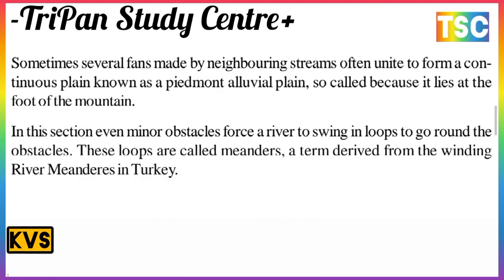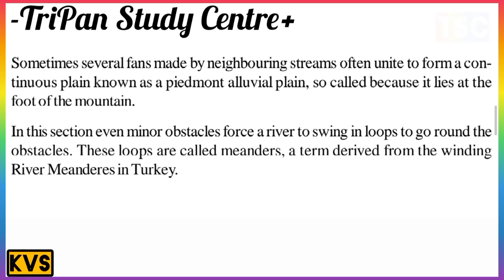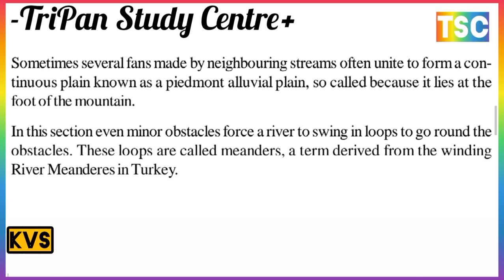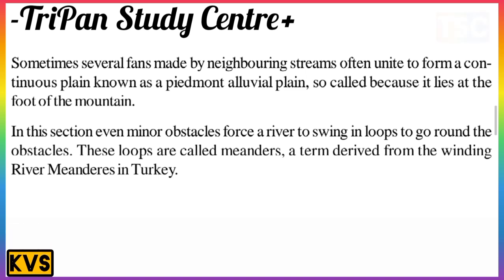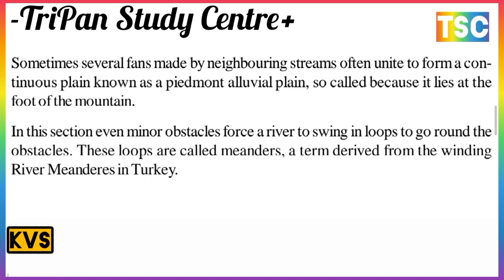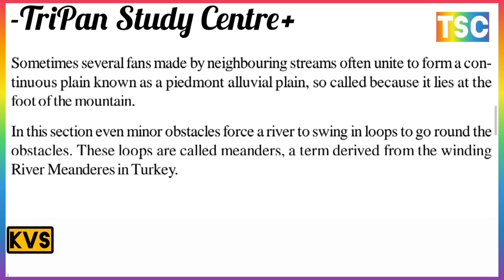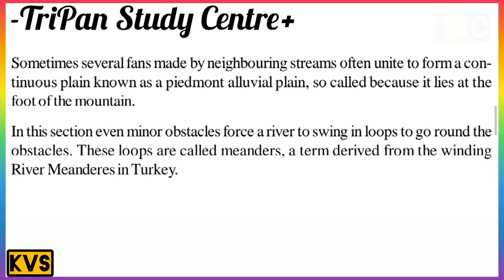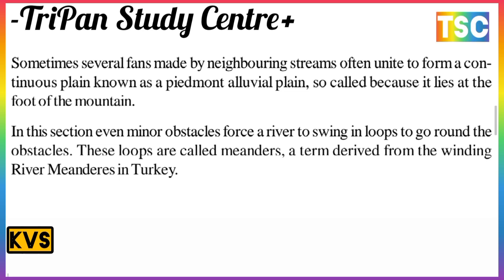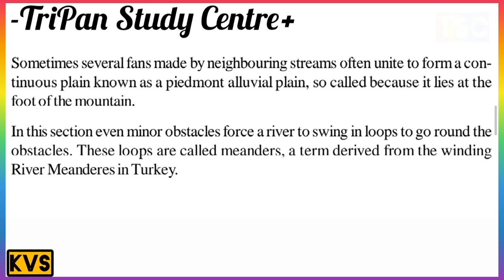Sometimes several fans made by neighbouring streams often join to form a continuous plain, known as the piedmont alluvial plain, so called because it lies at the foot of the mountain. In these sections, even minor obstructions force the river to swing in loops to go round them, and these loops are called meanders, a term derived from the winding river Meander in Turkey.